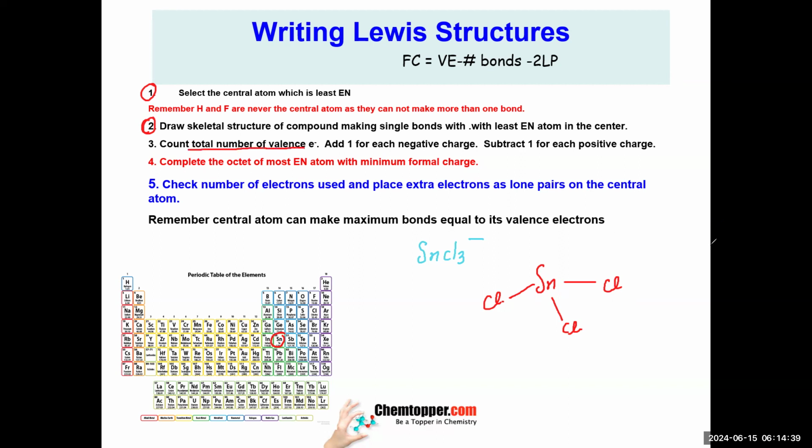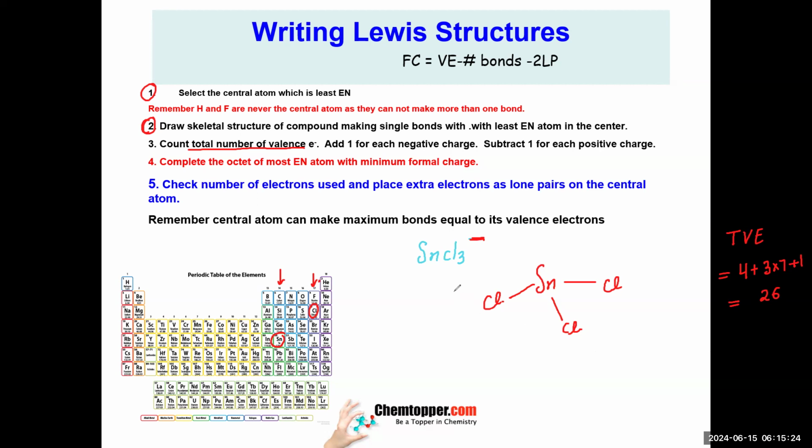Count total valence electrons. Take care, it has a minus. Tin is in the carbon family. Chlorine is in the halogen family. Tin has 4 valence electrons. Chlorine has 7 valence electrons. So there are 3 chlorines, 3 times. How come you are getting such a small number, Anaya? And then there is a minus. So it means 1 extra. Okay, okay. 26.